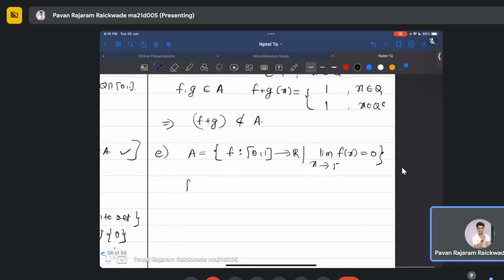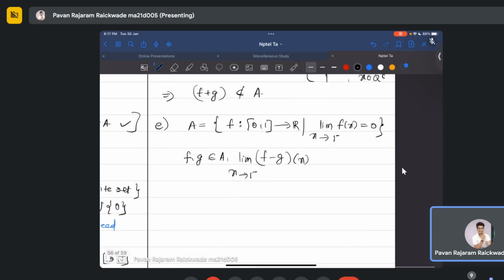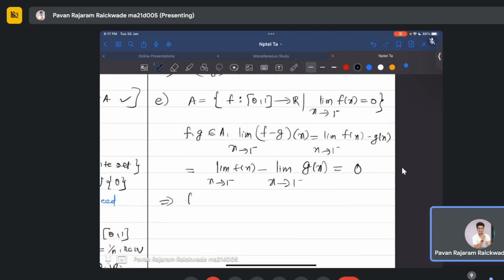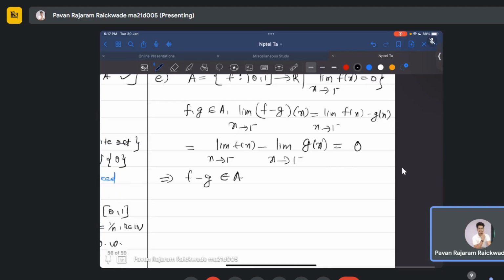A similar process: we take two elements f, g belonging to A, and then what happens for f minus g? If you take the limit as x goes to 1 minus of (f minus g)(x), this is the same as the limit as x goes to 1 minus of f(x) minus g(x), right? And the limit you can distribute, right? So the limit as x goes to 1 minus of f(x) minus the limit as x going to 1 of g(x). Since each of those quantities is 0, the whole difference is 0, which implies f minus g belongs to A. What happens for the product?